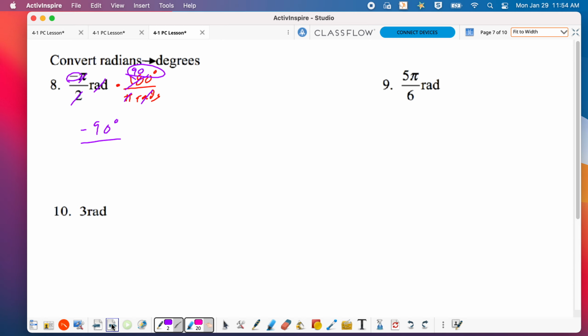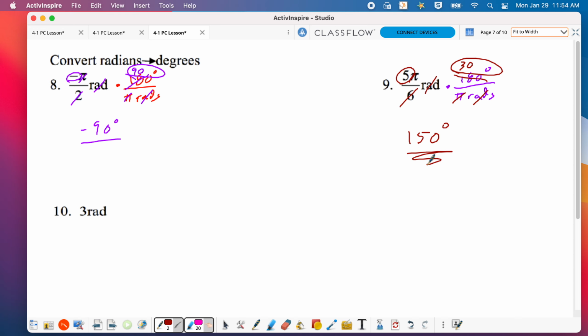All right, 5 pi over 6 radians. 180 degrees over pi rads. Cancel pi rads. 6 goes into 180 30 times. 5 times 30 degrees is 150 degrees. That's one, because it's a pi over 6, we're going to get into a little bit better later. But doing the math, it works.